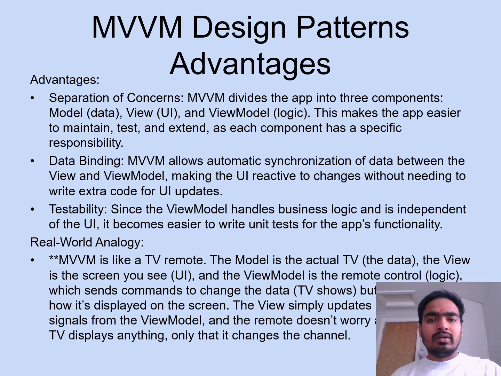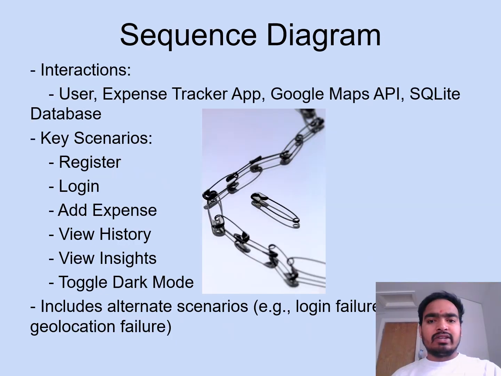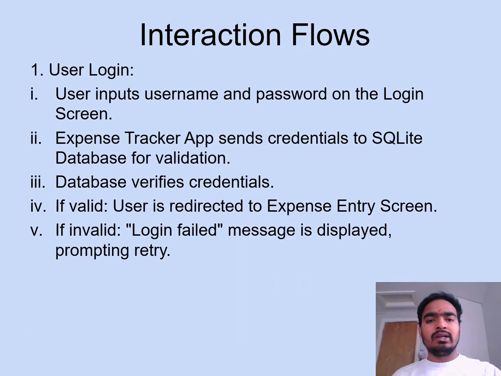And the sequence diagram. Participants: user, PET app, Google Maps API, SQLite. Key scenarios: register, login and add expense, view history, view insights, toggle dark mode. These are the sequence diagrams in this presentation. Interaction flow: the user inputs credentials, the app verifies with SQLite. Valid credentials redirect to expense entry. In case of invalid credentials, a login failed message is displayed and prompts a retry.